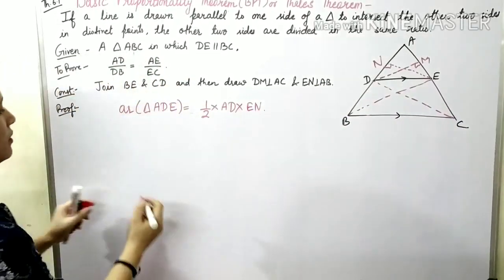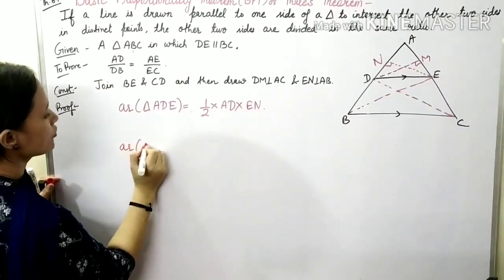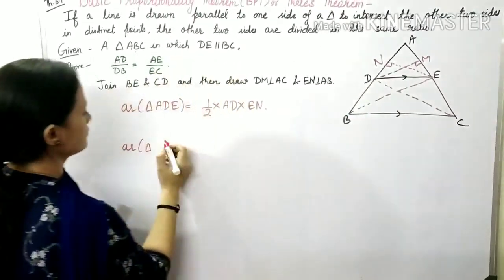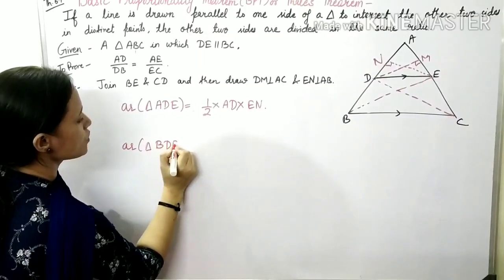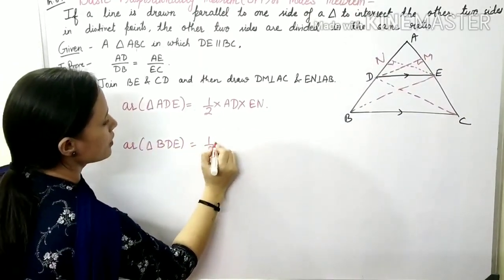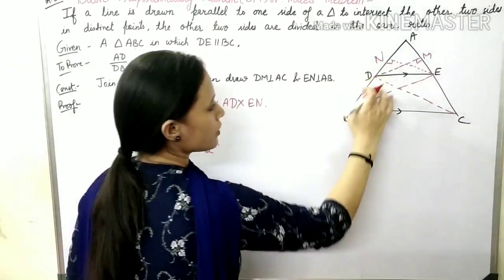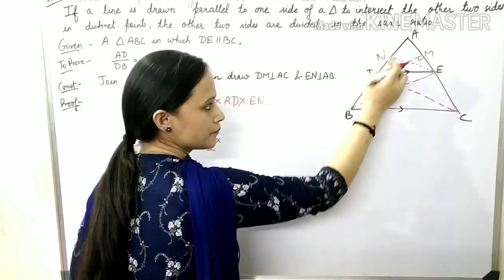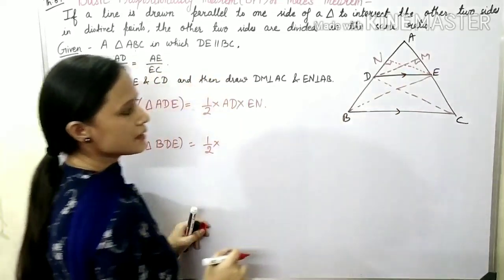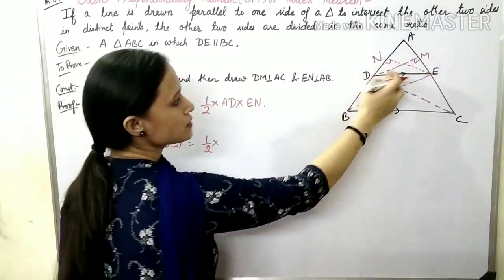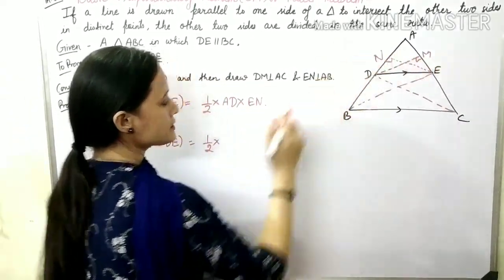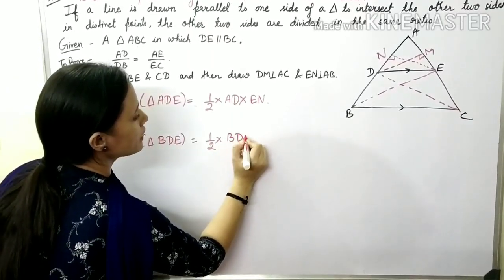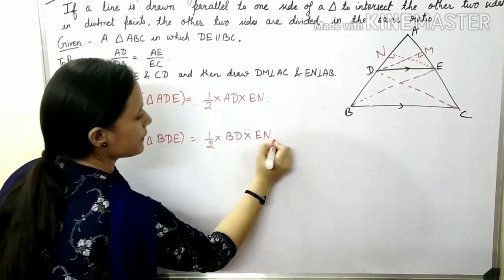Okay, and then again we'll have to take the area of triangle BDE, which is equal to half base. For BDE, the base is BD and the altitude will be EN, because this is an obtuse angle triangle, so the altitude will be taken as EN. So half into BD into EN.